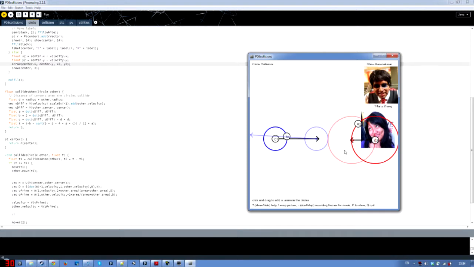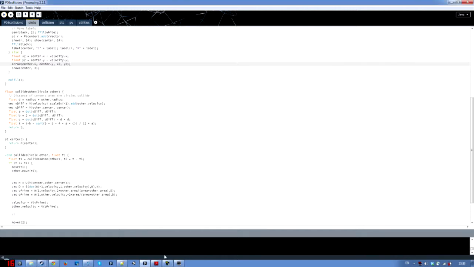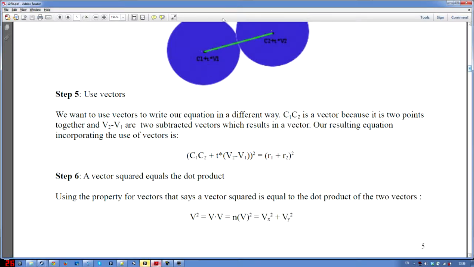And now in our next segment, Tiffany Zong will talk about how we implemented the collisions between the two disks. In order to find the time when the two objects collide, we want to find the time when the distance between the two centers of the objects is equal to the sum of their radii, because at that point the edges of the circles are touching. So we need to find a few vectors: the vector from the center of one object to the center of the other, and the velocity of the objects subtracted from each other, v2 minus v1.